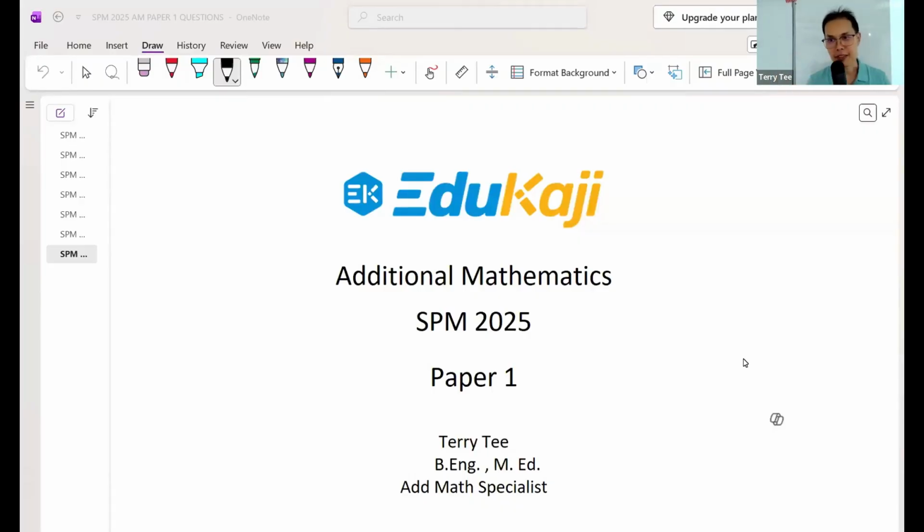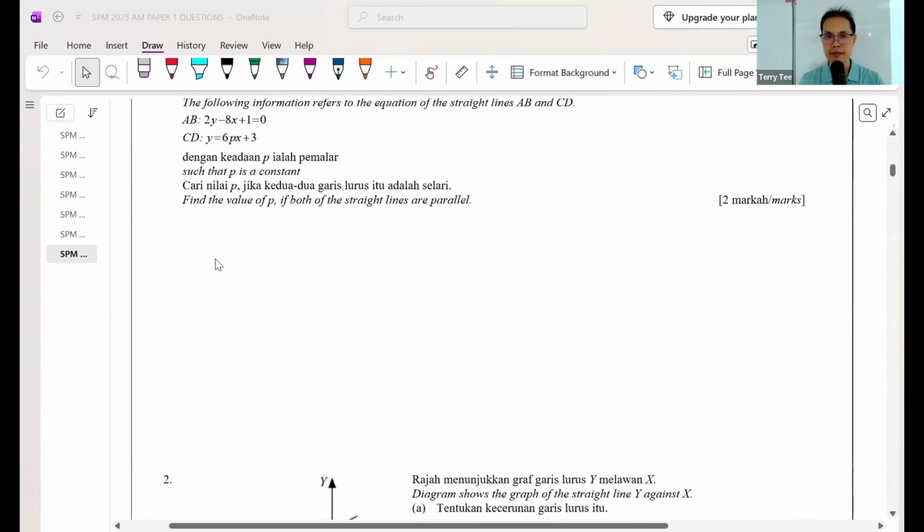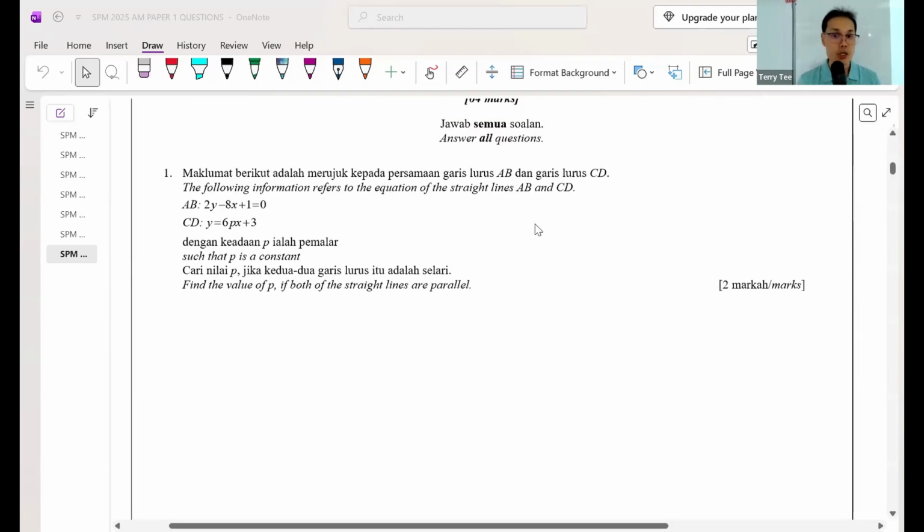Hi guys, my name is Terry. In this video, I'm going to go through the Additional Mathematics SPM 2025 paper, and this is paper 1. Now let's begin with question number 1. This is from Form 4, Chapter 7, coordinate geometry.